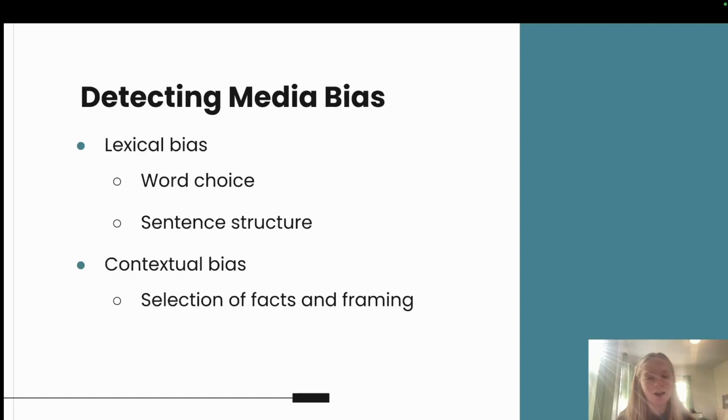It is important to know how to detect media bias so we can ensure that we're considering this as we consume media, to try to get the most factual information we can. Two types are lexical and contextual bias. Lexical bias can be identified through word choice and sentence structure, whereas contextual bias can be found through the selection of facts and how things are framed.